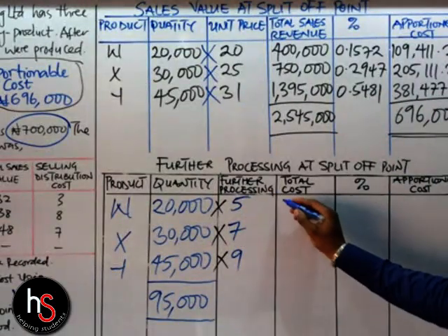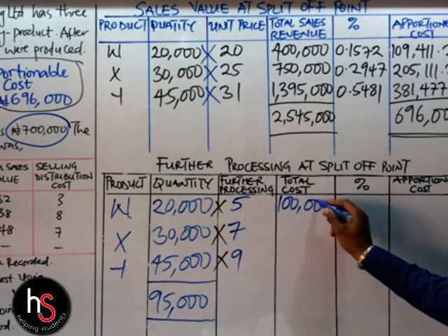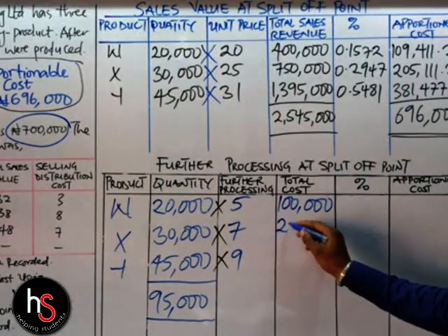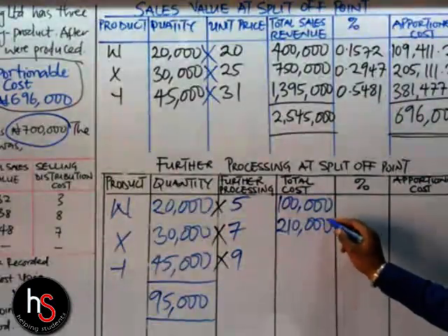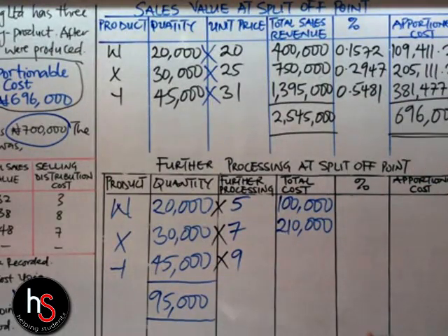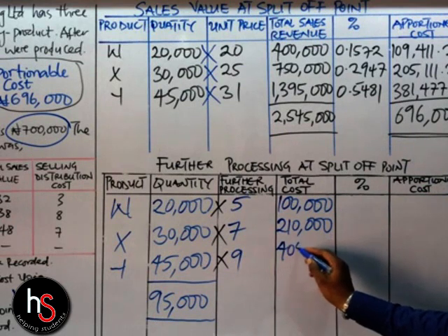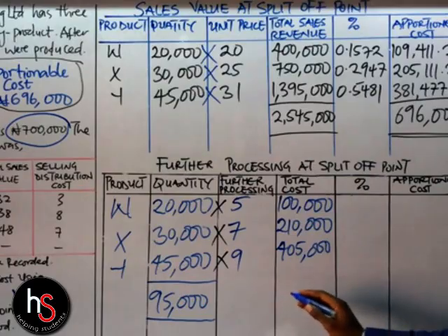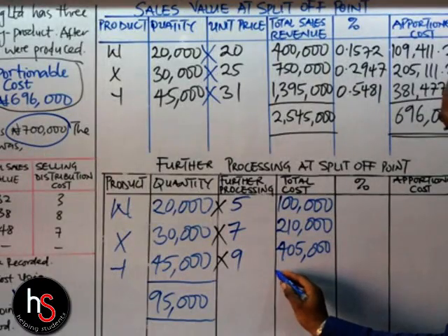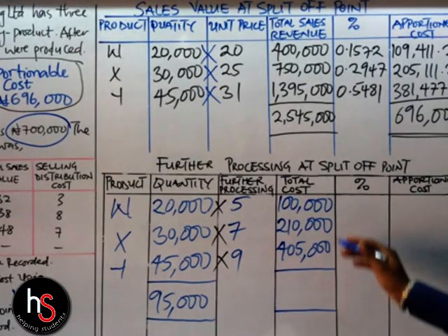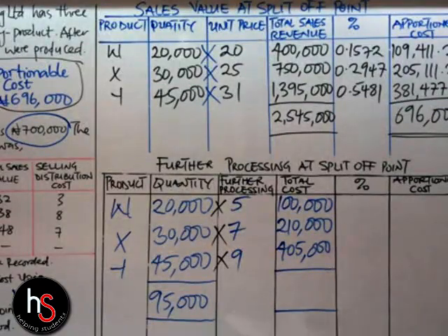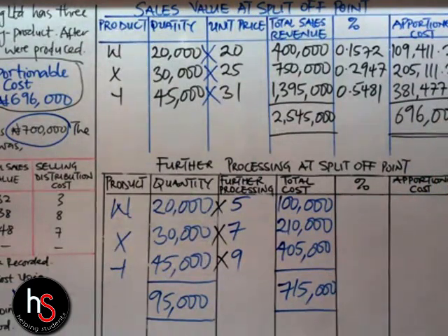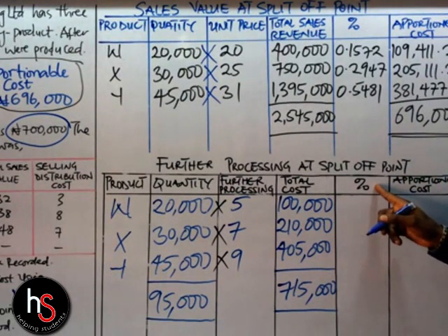So this value gives us what? 100,000. And the next one gives us what? 210,000. And the last one gives us what? 405,000. Remember, it is the total cost. So we are going to sum it up as well. And by the time we add everything we have here, it gives us 715,000. So we'll come over to the proportion cost.